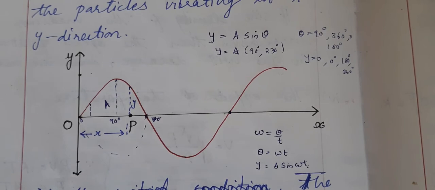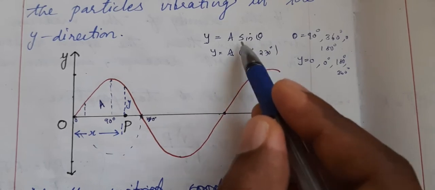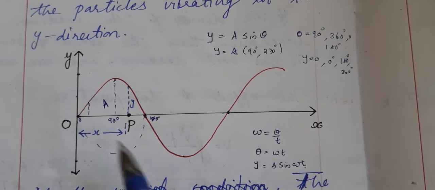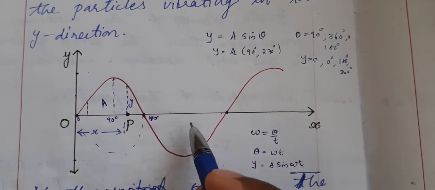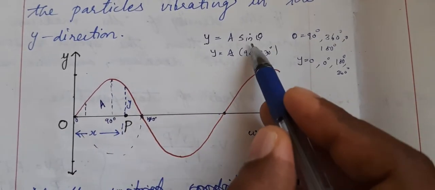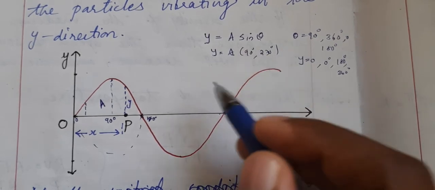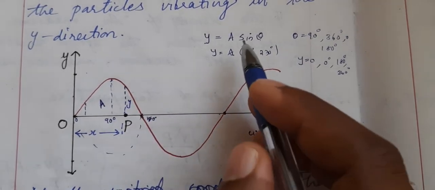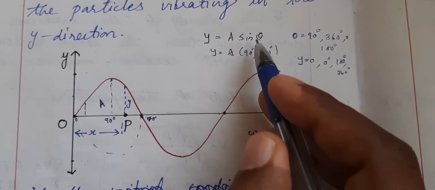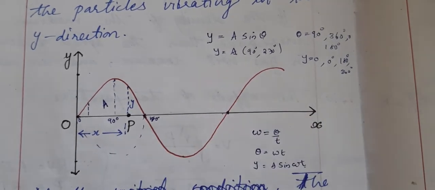Now one more thing to tell. This displacement, as I am able to express it with the help of sine theta, I call this a simple harmonic motion. A simple harmonic motion means displacement y can be expressed as a function of sine theta or cos theta. So such waves, if I can represent their displacement with the help of sine theta or cos theta, I call it a simple harmonic motion. So this is an example of a simple harmonic motion.